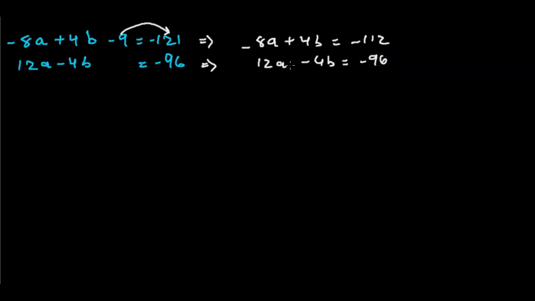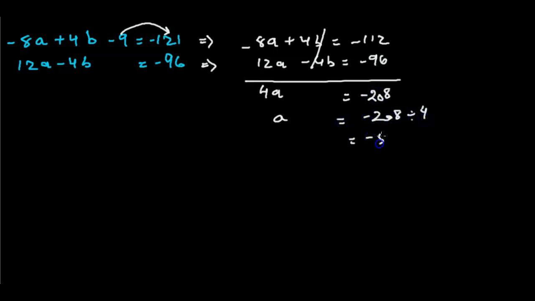Now since we're left with two equations and two variables, we can either go ahead with substitution or elimination. I'm going to pick elimination here because I already have a variable b that I can eliminate easily, as it has a coefficient with opposite signs in both the equations. So I'm going to add the two equations. That would give me 4b minus 4b, that cancels out, and -8a plus 12a gives me 4a equal to -208. To solve for a, I would just divide -208 by 4, and this would give me -52, and that's the value of a that I've got.